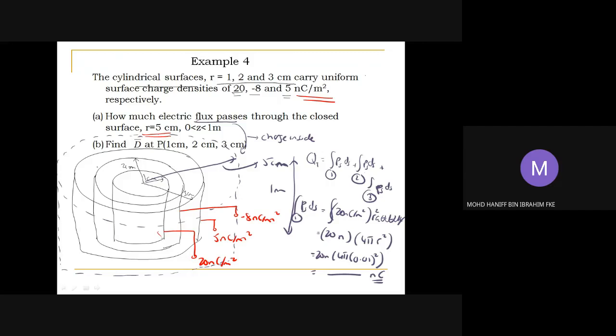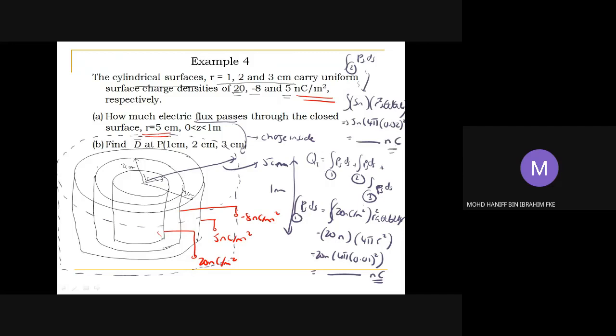For surface number 2, rho s ds, we're going to have the integration of 5 nanocoulomb. And your ds will again be r squared sine theta d theta d phi, so we're going to have 5 nano times 4 pi, and r will be 0.02 squared, and you're going to have the answer in nanocoulomb.